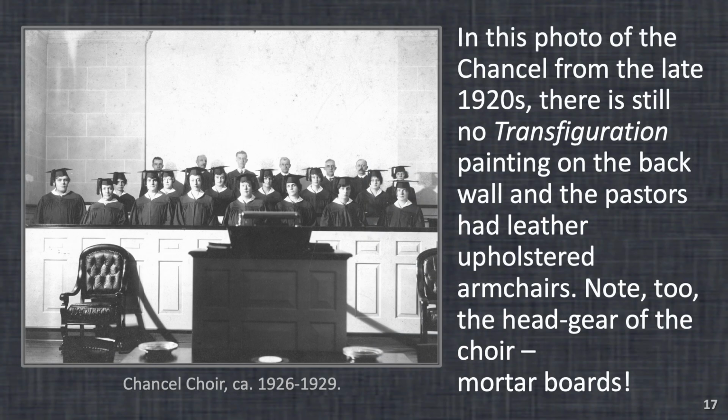In this photo from the late 1920s, again you can see that the pulpit was positioned in the center of the chancel. There was no transfiguration painting on the back wall. The walls were painted off-white with lines to simulate the outline of blocks of stone, and the pastors had comfortable leather-upholstered chairs, unlike today. Note, too, the dress of the choir members in robes and mortarboard headgear for the women.